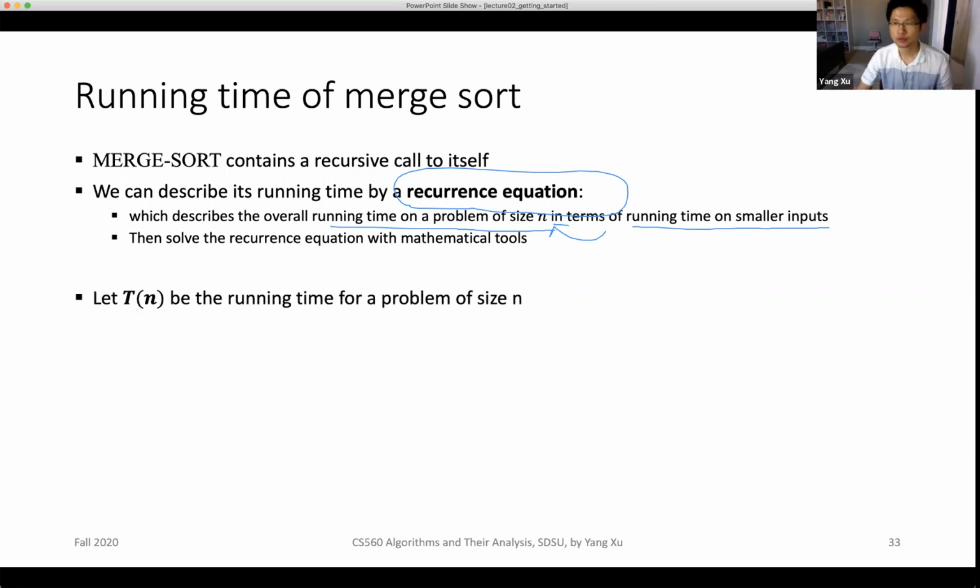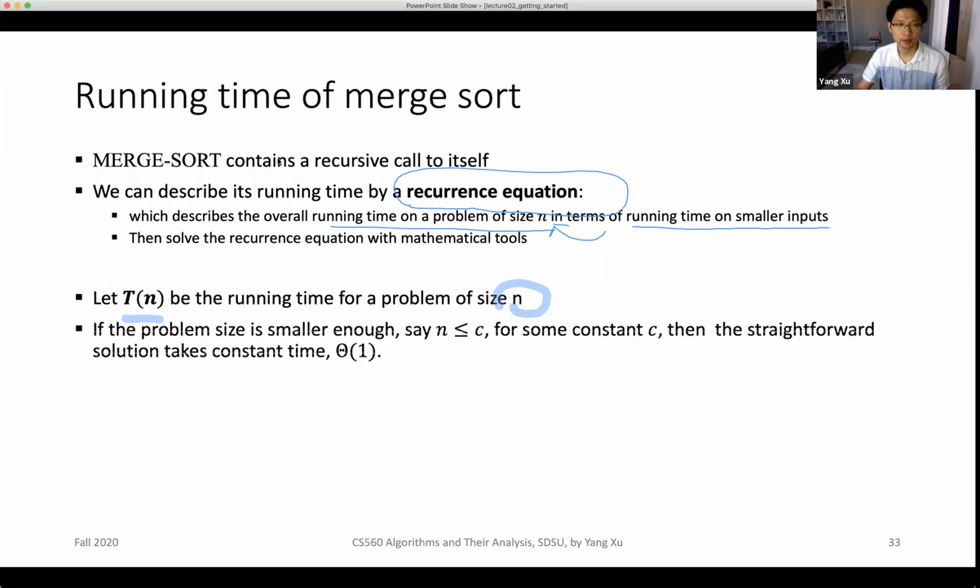Usually we use the capital T of n to denote the running time for a problem of size n. We already used this before, right? Given an input of n elements, we let T of n denote the running time for solving that problem. And if the problem size is small enough, say smaller than some threshold c, where c is a constant, then we assume that we are able to solve it using only constant time.